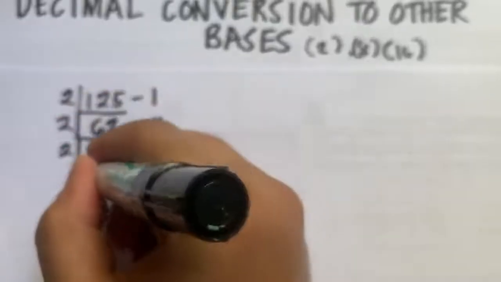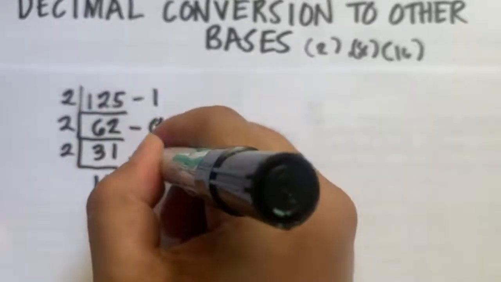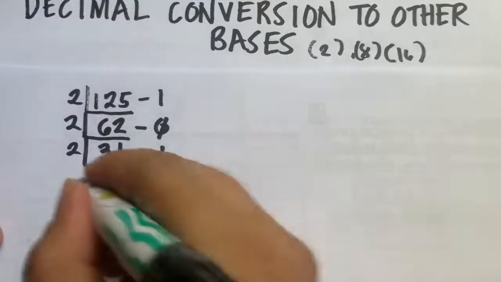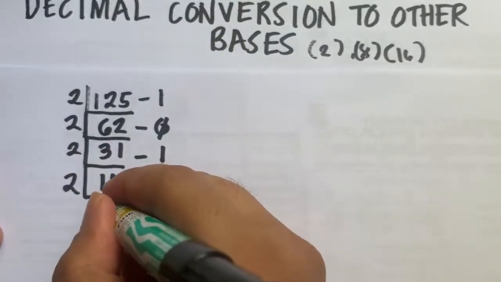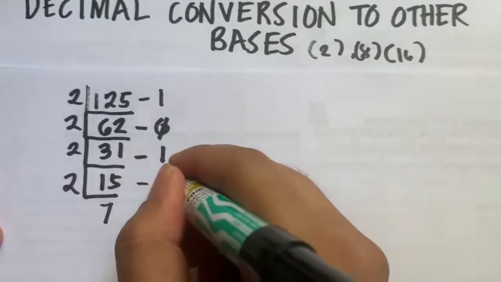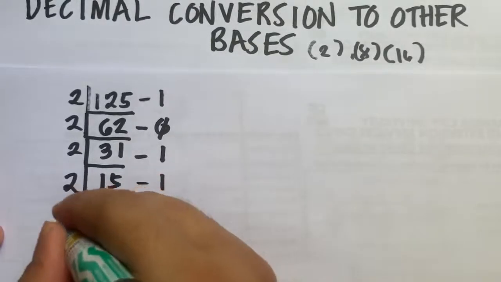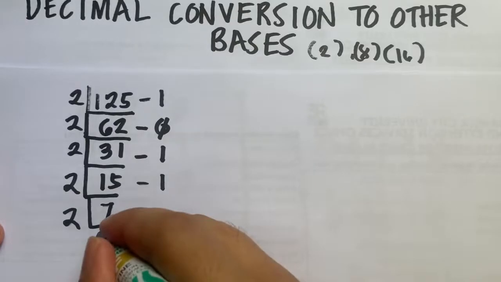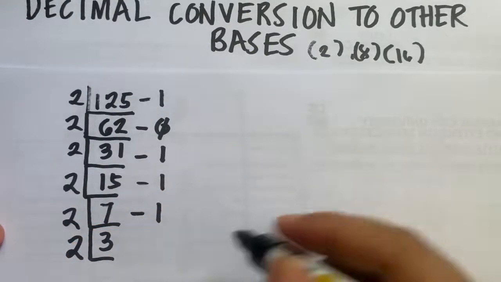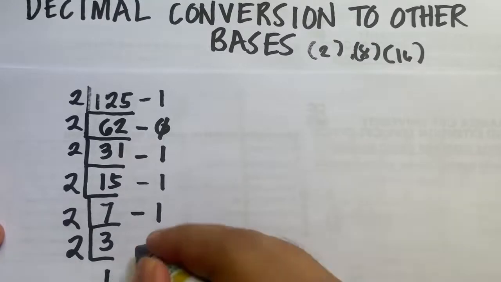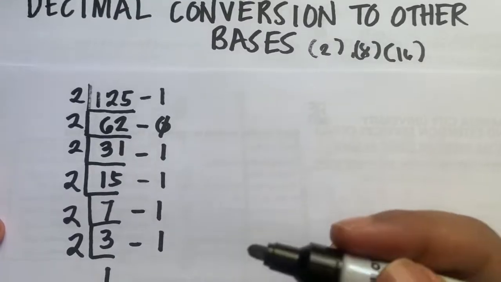31 divided by 2 is 15, so we have a remainder of 1. And then 15 divided by 2, we have 7, so we have a remainder of 1. Divided by 2, we have 3, so we have a remainder of 1. Then 3 divided by 2, we have 1, so we have a remainder of 1.